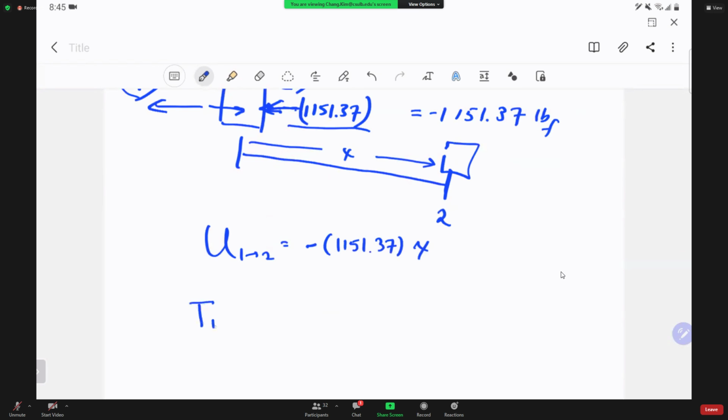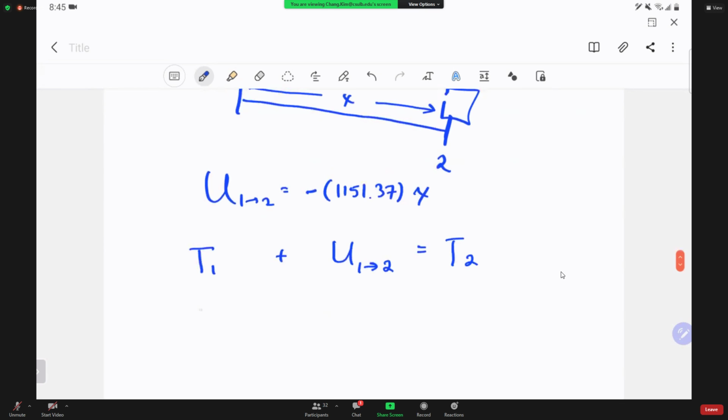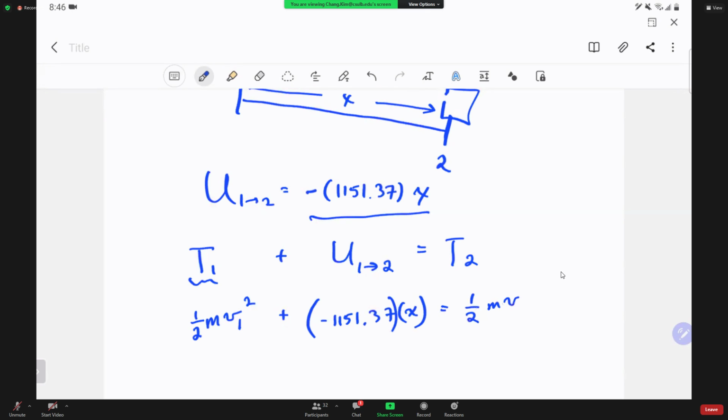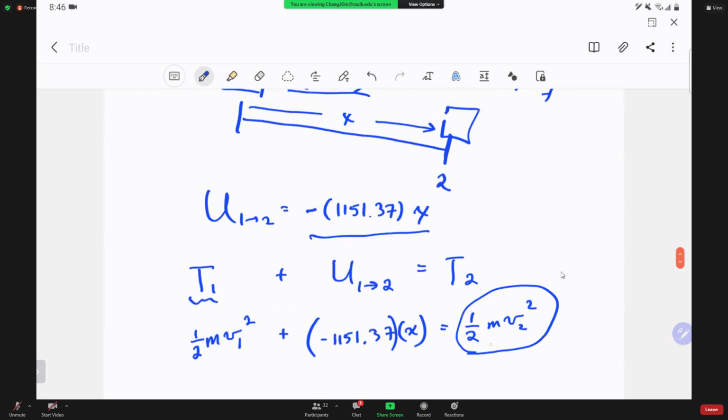Once again, writing down the simplest equation that you can get would be like this. This is going to be 1/2 times mv squared, plus, and this is where we can input, 1151.37 times x, is equal to 1/2 times mv squared at position 2. At the downstream, we know the car was stopped, so this is going to be 0.